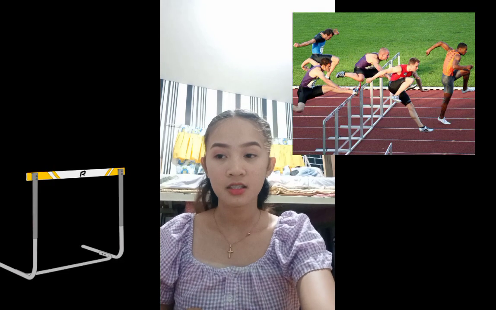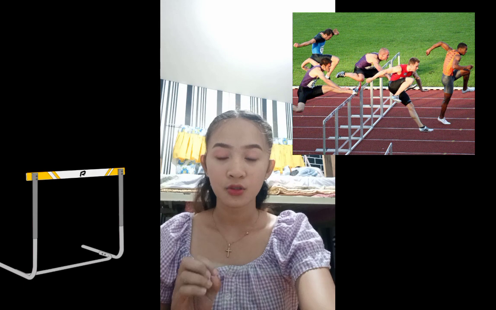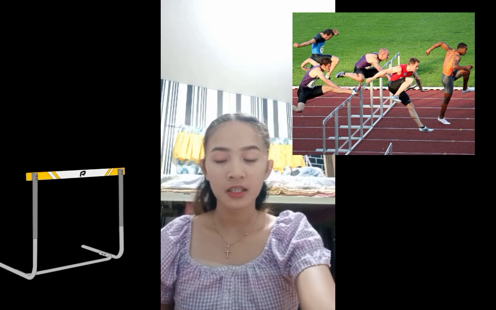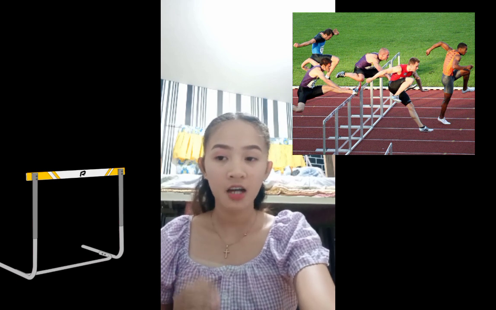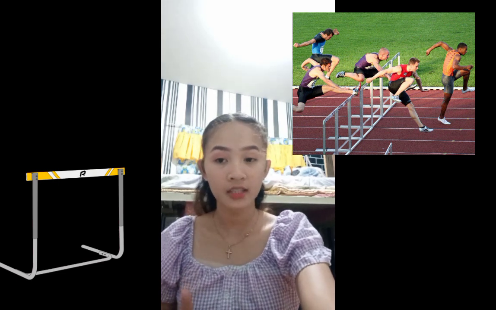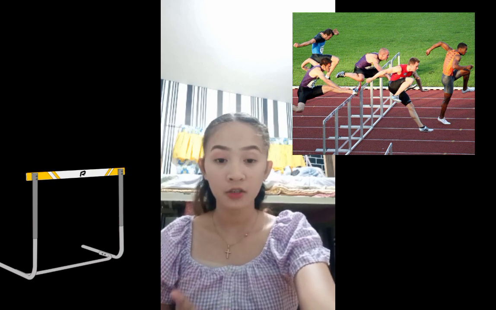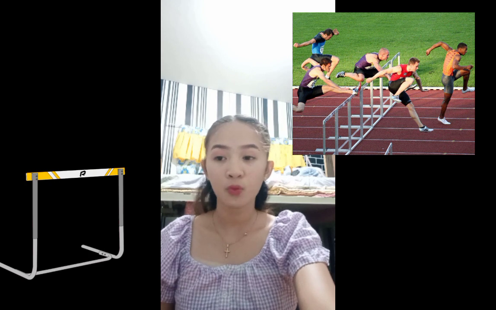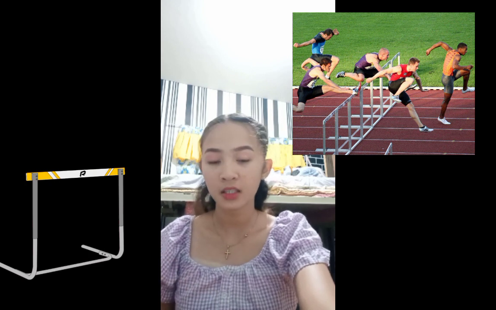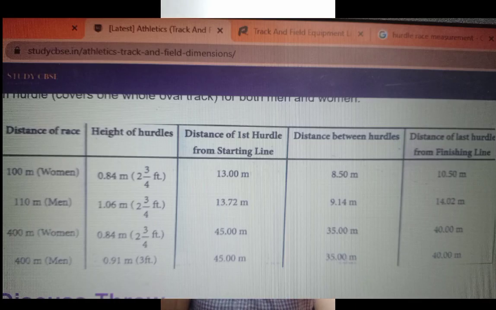In hurdle races, obstacles or hurdles are set which athletes must jump over. Failure may get them disqualified. The standard hurdle races are 110 meters for men, 100 meters for women, and 400 meters for hurdles, which covers one whole oval track for both men and women. So as you can see here in the table, this is the height and the distance between the hurdles from the start until the finish line.